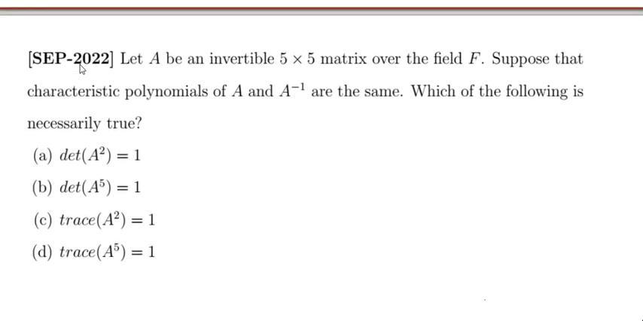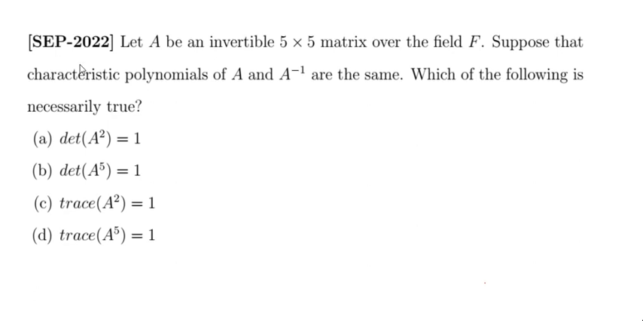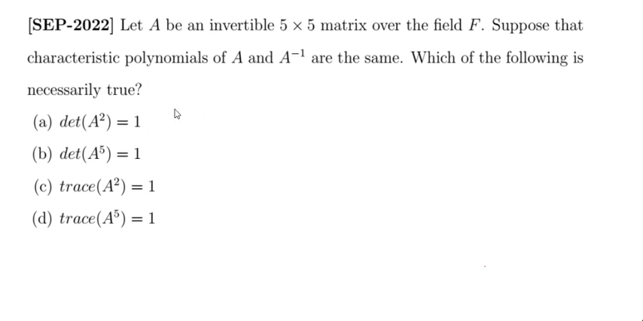Now we will see the second problem. Let A be an invertible 5 by 5 matrix over the field F. Suppose that the characteristic polynomials of A and A inverse are the same. Which of the following is necessarily true? The first option, determinant of A square equals 1. Second option, determinant of A power 5 equals 1. Third option, trace of A square equals 1. And fourth option, trace of A power 5 equals 1.